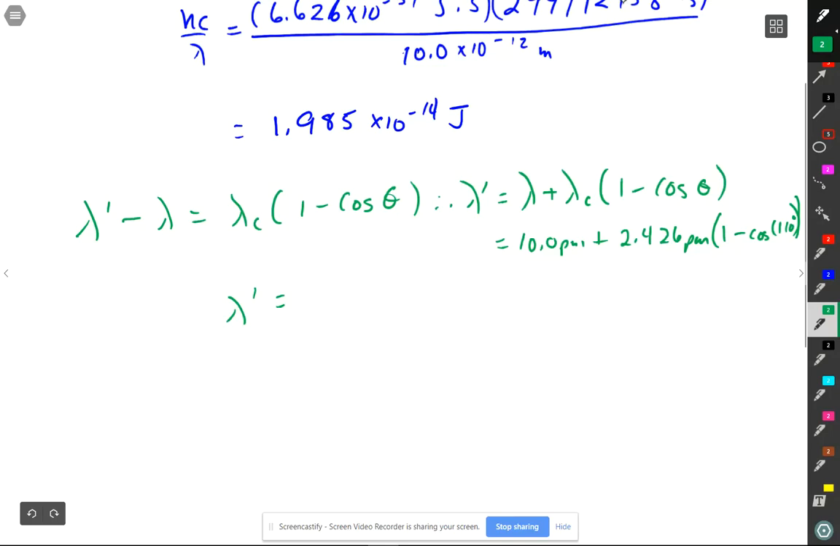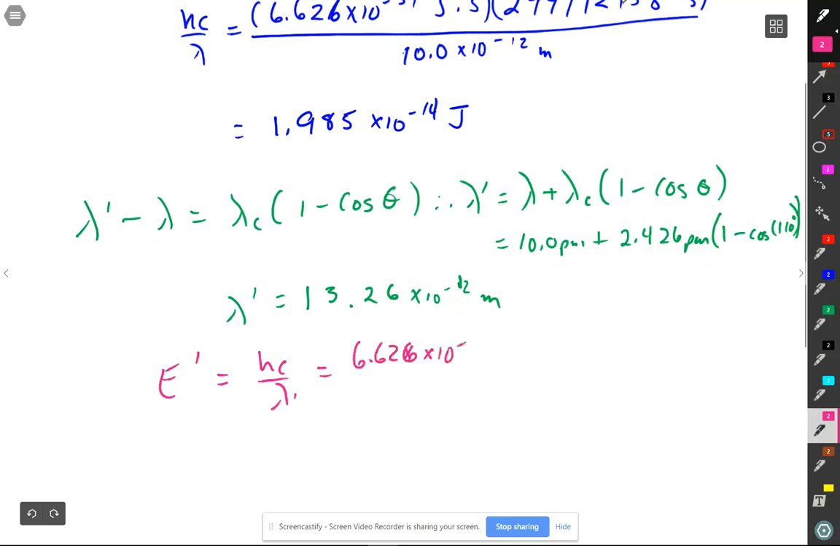And this I really, really was not confident in my calculation. That's it. Whew. I'm actually surprised. Like I said, that calculator did not inspire confidence. So my energy of the photon after the collision is going to be Planck's constant times speed of light over this new wavelength.